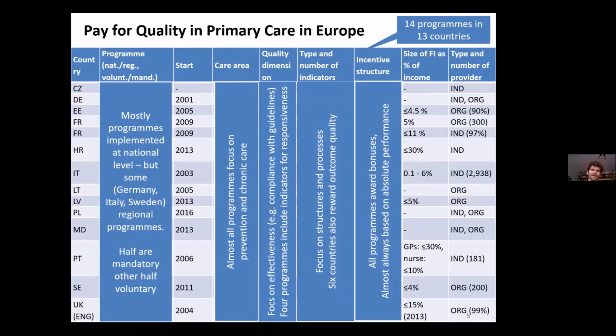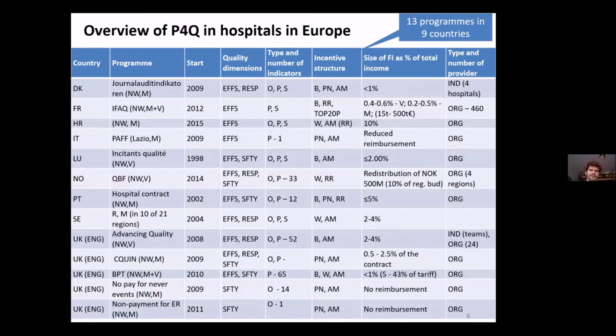So there's the difference whether performance is measured in relation to the performance of other providers, or whether it is based on the absolute performance of achieving certain points on a quality indicator. The size of the financial incentive varies between very little, like 0.1% to 15% or even 30% in Portugal. And usually it's the individual or the organization, about half-half, that receive this bonus in pay for quality in primary care. In hospital care, we found 13 programs in 9 European countries, and that is because there are 5 programs alone in the UK, in England. And they were introduced starting in 1998 and then up to 2015, the last program that we found introduced in Croatia.